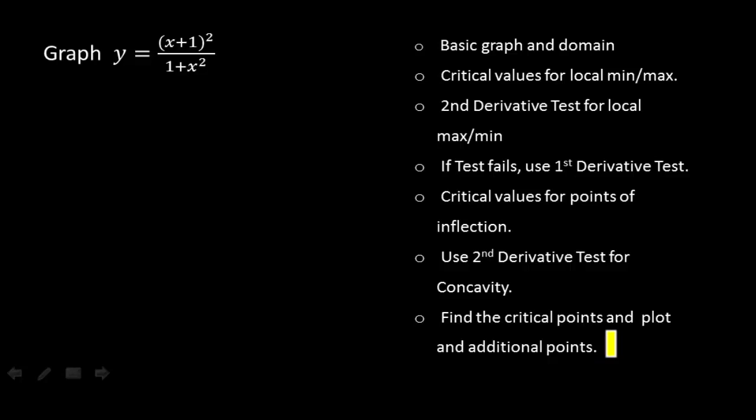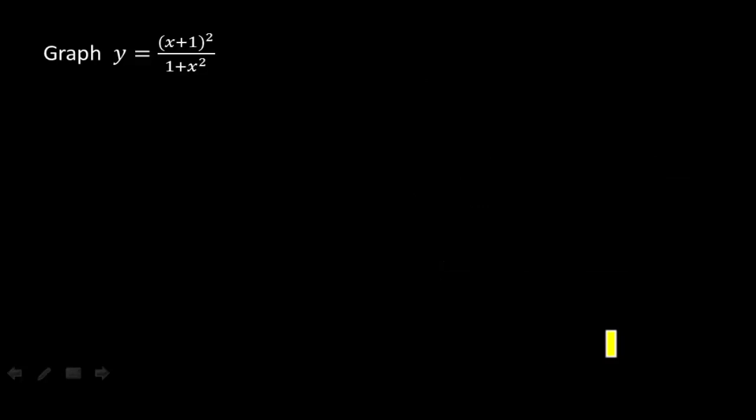So let's go ahead and define the domain. Alright, what is the domain of this function? Just because you have a variable in the denominator, that doesn't mean that you will have a vertical asymptote right away, because look, 1 plus x squared will never be 0. So that means the domain is all real numbers.